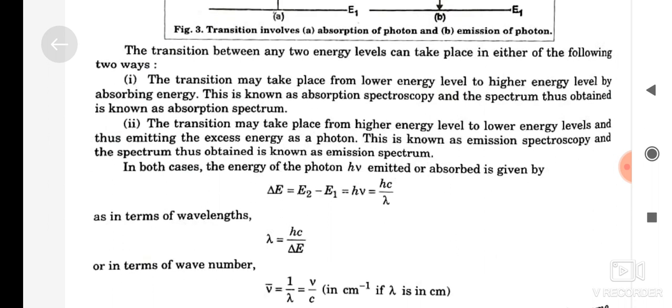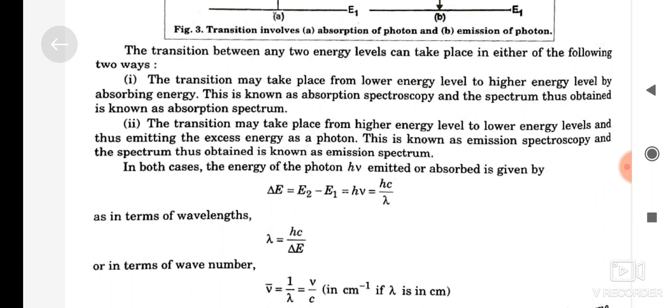First, the transition may take place from a lower energy level to a higher energy level by absorbing energy. This is known as absorption spectroscopy, and the spectrum thus obtained is known as the absorption spectrum. Second, the transition may take place from a higher energy level to a lower energy level, thus emitting the excess energy as a photon. This is known as emission spectroscopy, and the spectrum thus obtained is known as the emission spectrum.